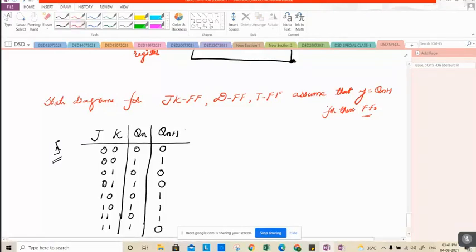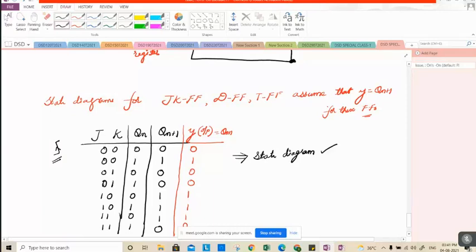Now what I have said is assume that there is an output for this. Assume there is an output Y, though practically there isn't one, such that y is equal to Qn plus 1. Right, this is 0, this is 1, this is 0, this is 0, this is 1, 1, 1 and 0. And for this I want you to draw a state diagram.